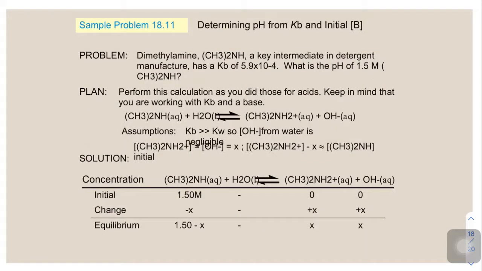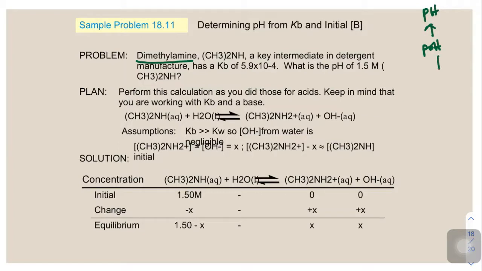Sample problem 18.11. We have dimethylamine here. The Kb is given and the question asks us to calculate the pH of 1.5 molar dimethylamine. This is as what we have done before. We have to construct the ICE table. To calculate the pH, we have to calculate the pOH first. Why do we have to calculate the pOH first? Because this is a base. If we have a weak acid, we don't need to start with the pOH.